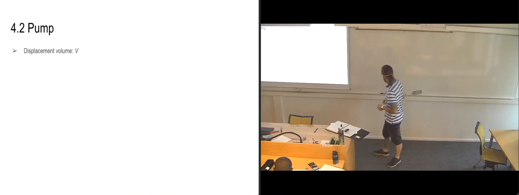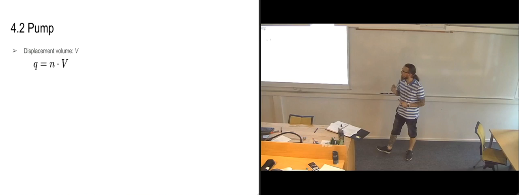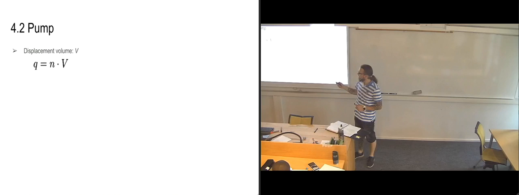Even though we're not writing it, I think I actually have it on here. So we use the flow rate, we use the rotational speed, and we use the displacement volume. So we're just going to do an example, and I think I've shown it pretty well here.